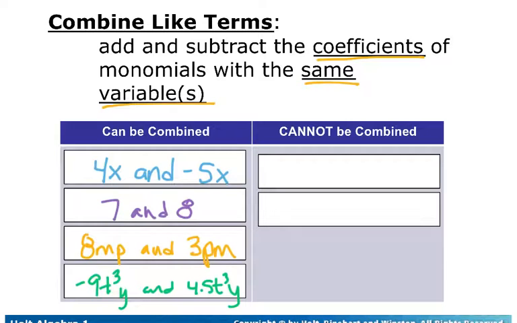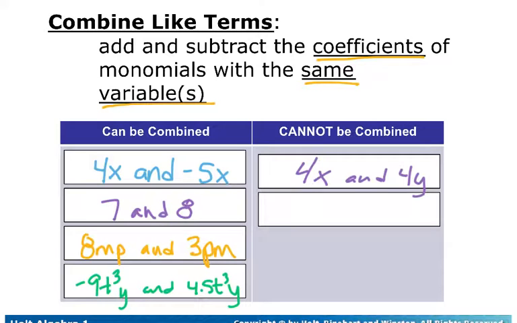Then those that cannot be combined, for instance, let's say that the leading coefficient is the same. Well, that's lovely, but the variable is not the same. So looking here at 4x and 4y, as much as 4 and 4 are alike, we need the variables to be alike, and those were not.